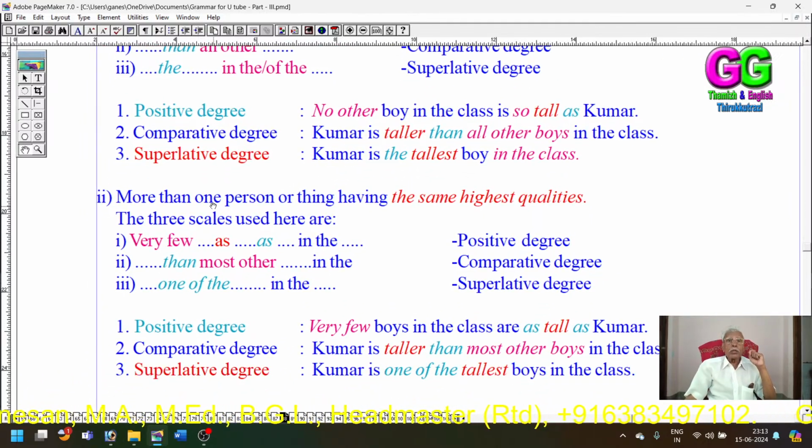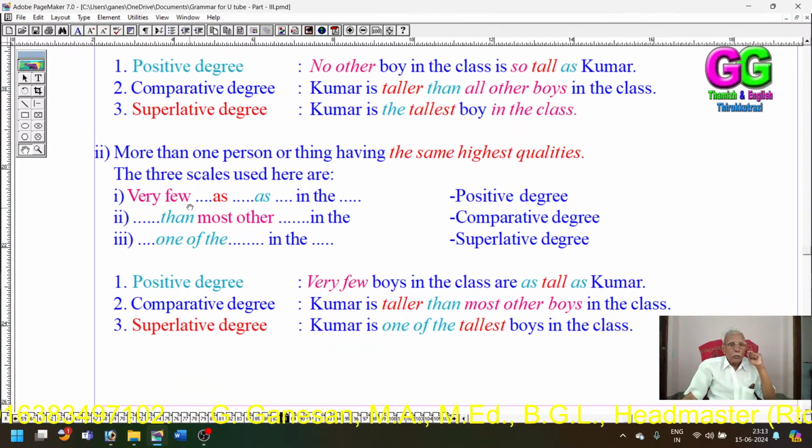Second, more than one person or thing having the same highest qualities. What are the scales? Very few, as in the or of for the positive degree. Then most other in the or of for the comparative degree. One of the in the for the superlative degree. These are the scales used in the three forms of degrees.